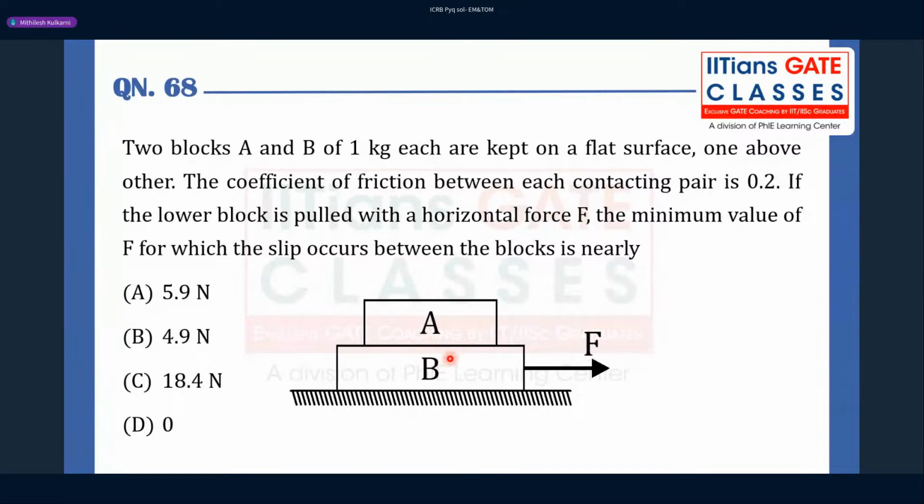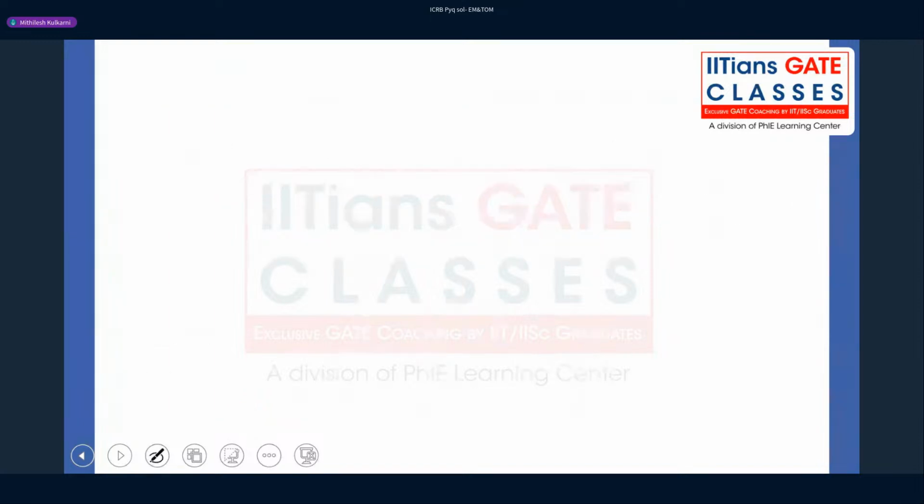So what we have to do is draw the free body diagrams of both the blocks A and B, and use the equations of equilibrium in order to find F. So I'll go to the next slide and we will start with drawing the free body diagram and using the equations of equilibrium. First, about the block number A.